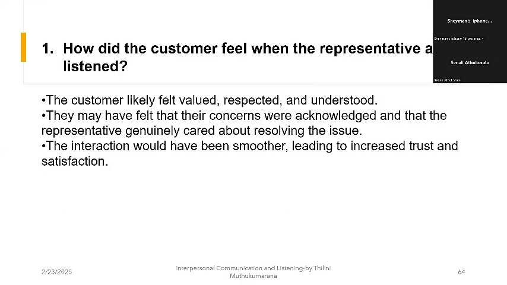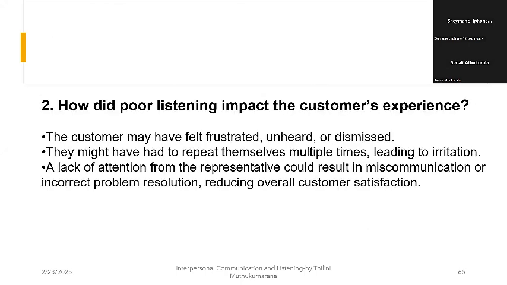So we think that the customer will feel valued, respected, and understood, and they may also feel that their concerns were acknowledged and the representative genuinely cared about resolving the issue. This interaction would be very smooth, leading to increased trust and satisfaction.